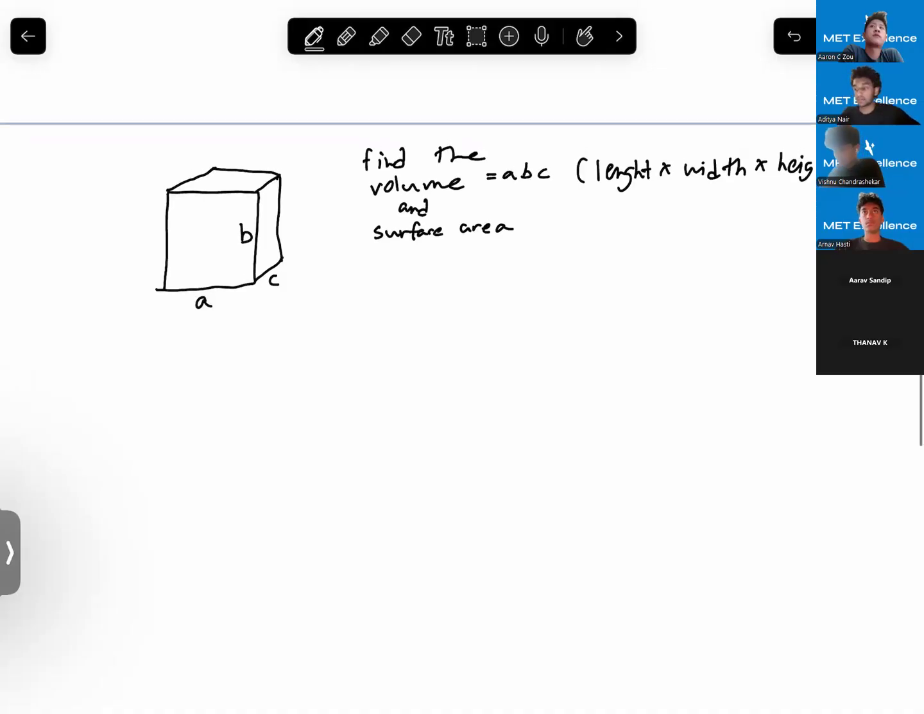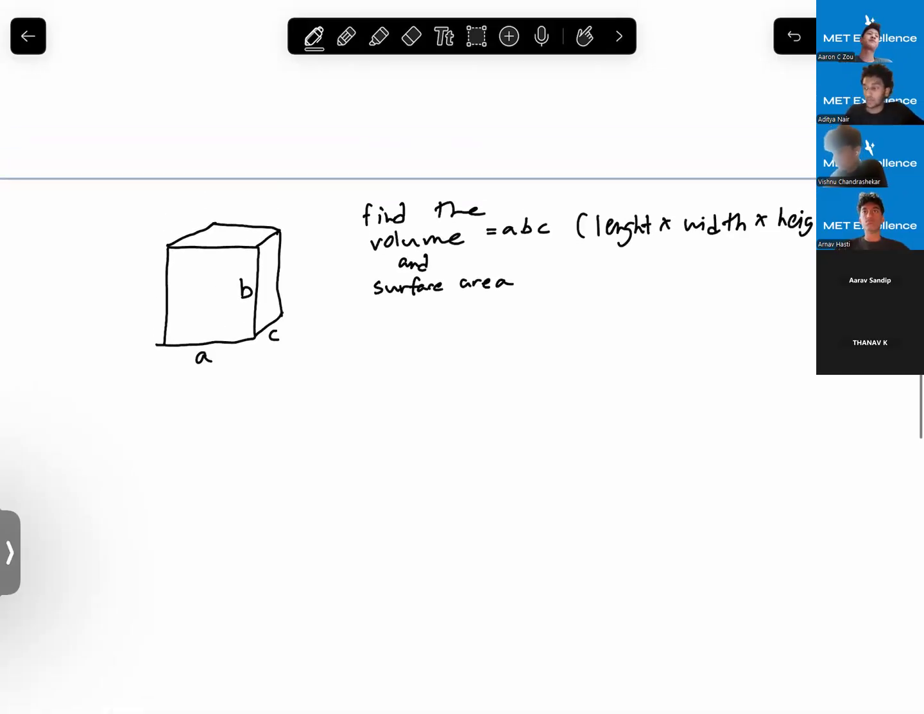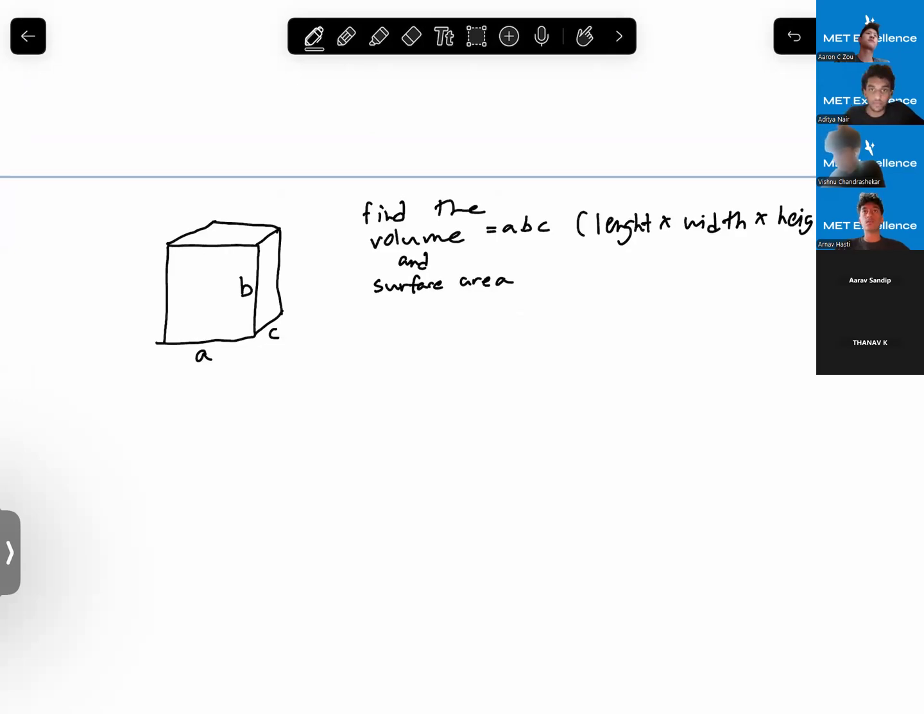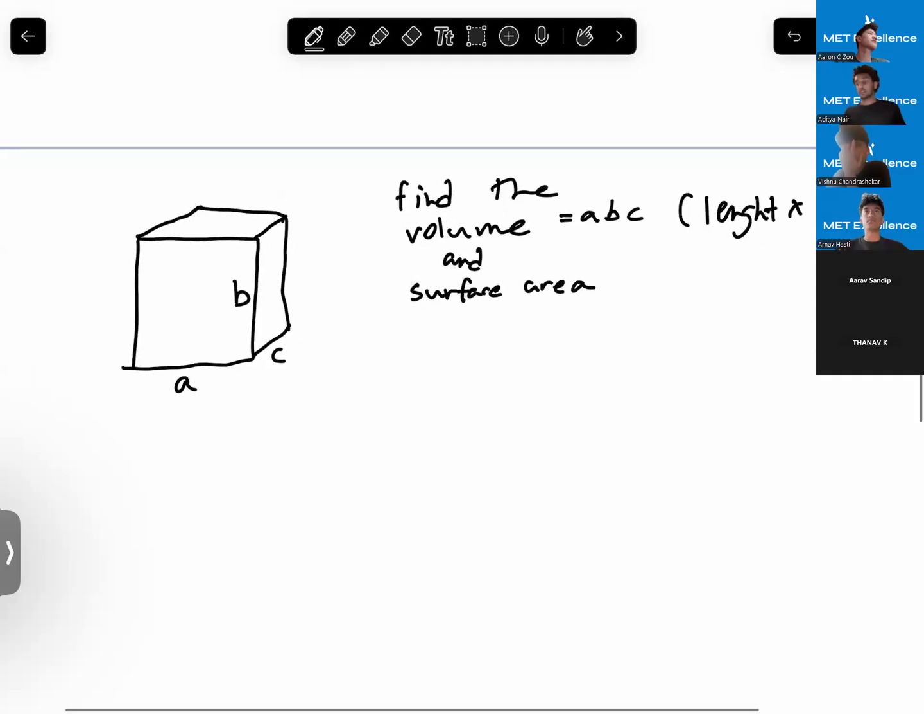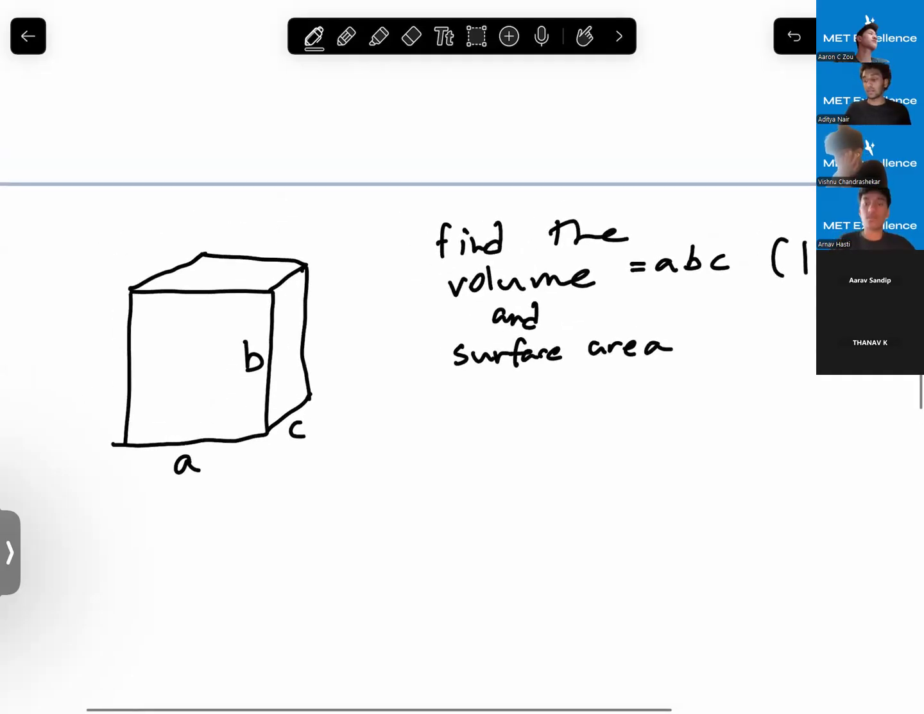Yep, it's the same concept as it is for area. It's going to be length times width, but you just multiply height too. You multiply all three numbers you're given. And I don't think I see any answers for surface area. So surface area is just, okay, I see an answer to put in the chat for surface area. So surface area is just going to be the sum of the area of all the faces.